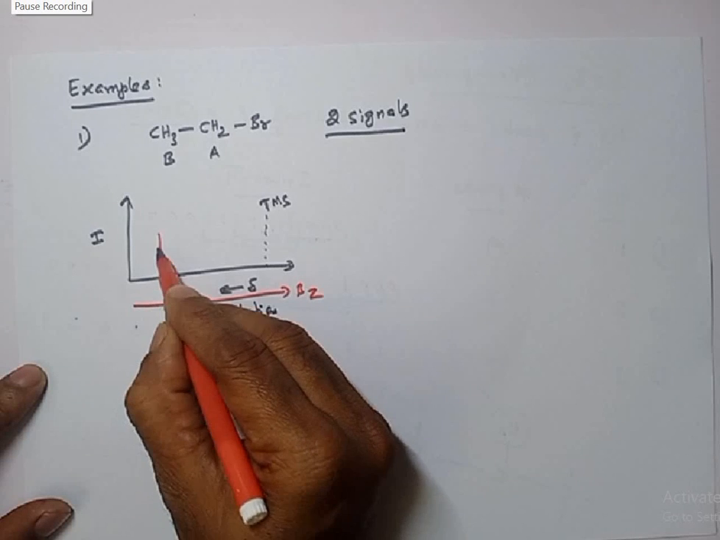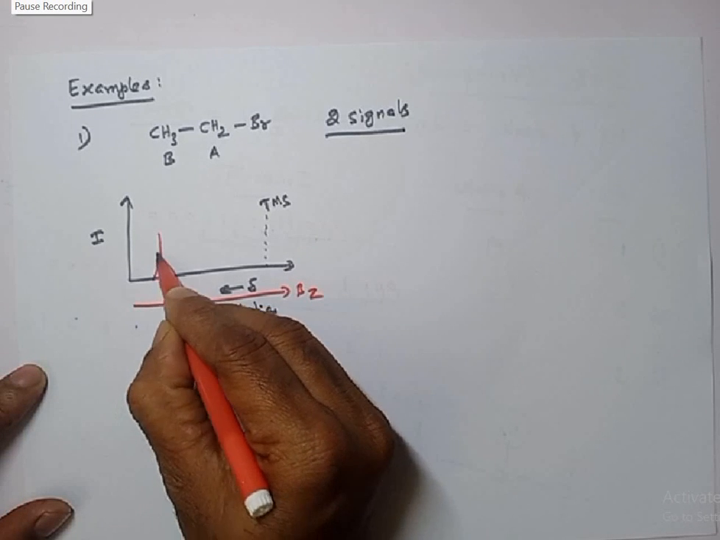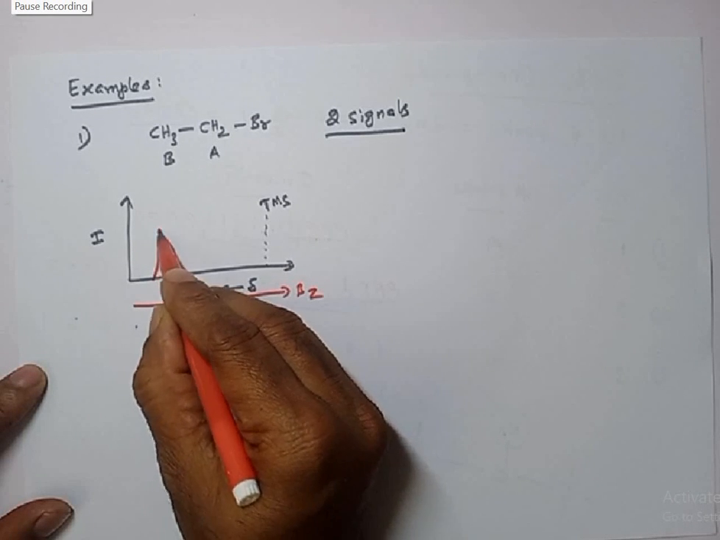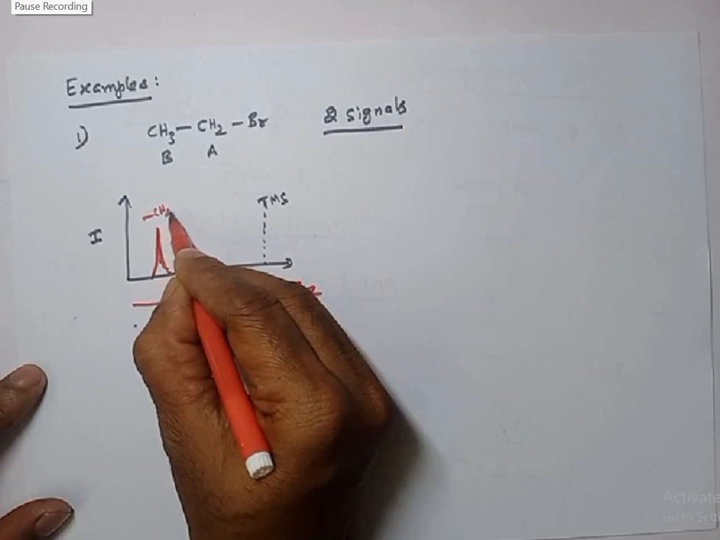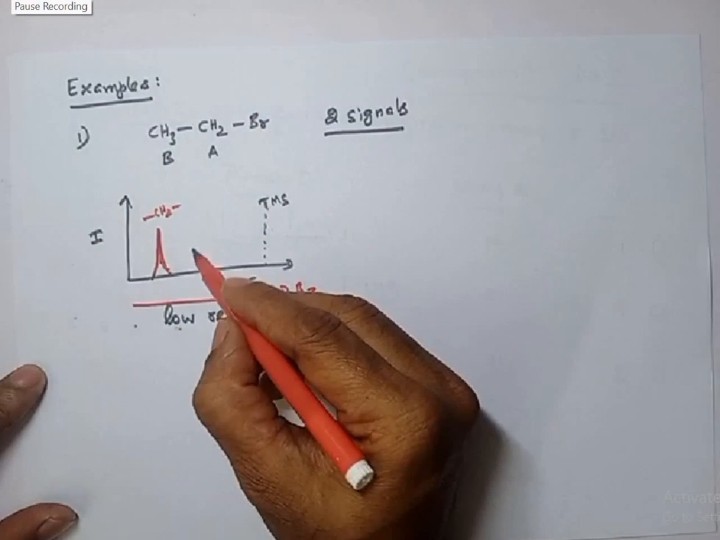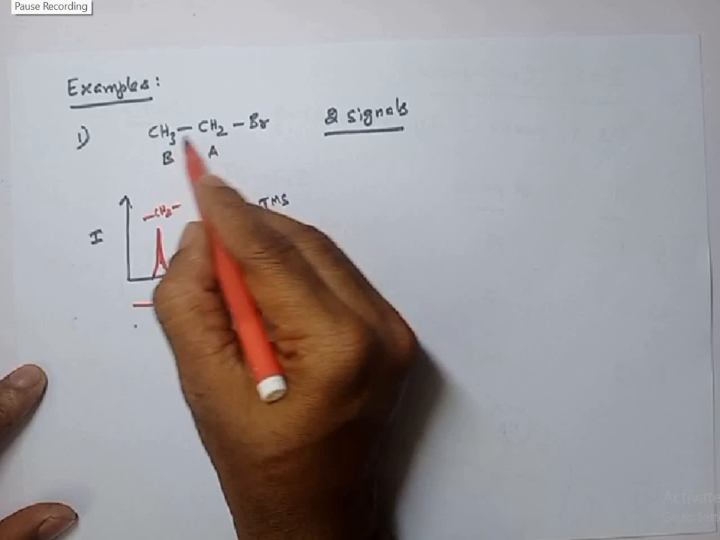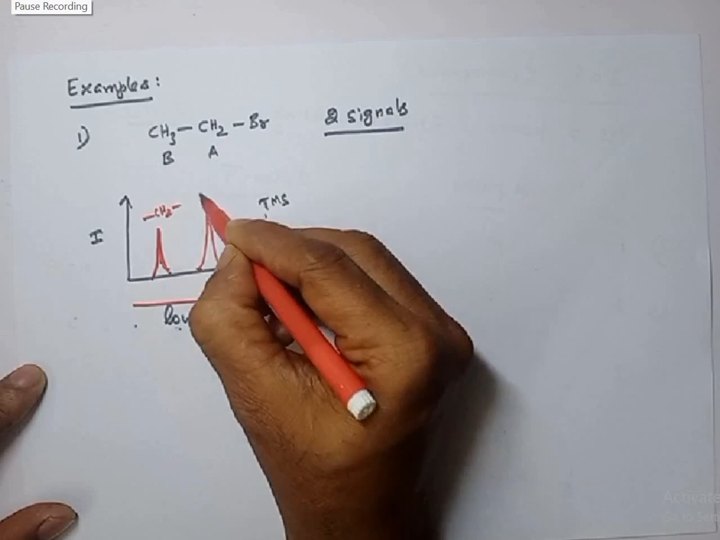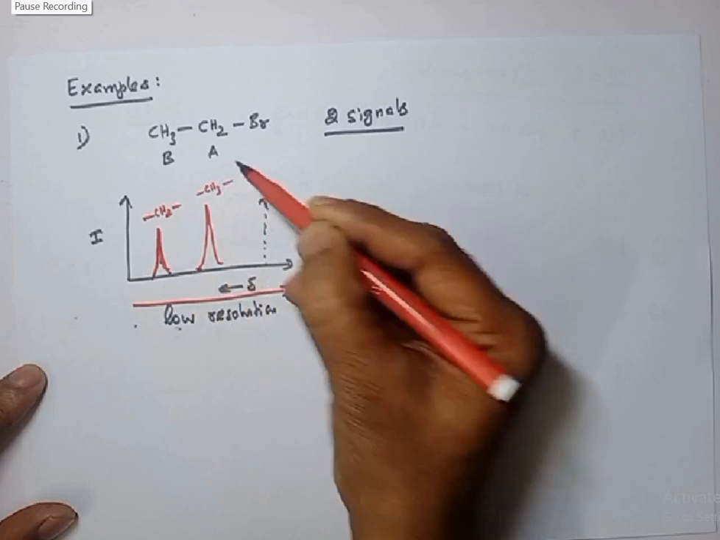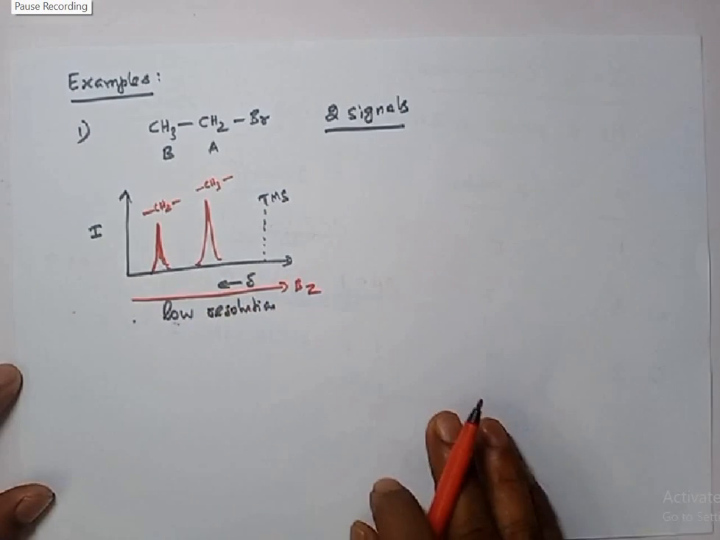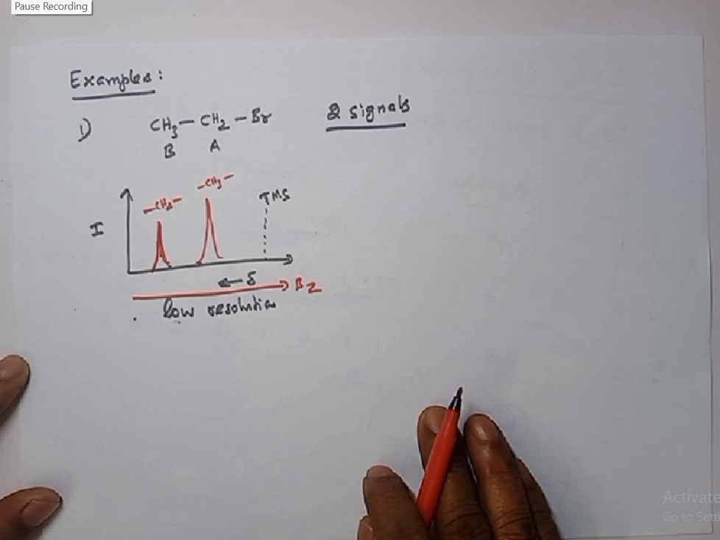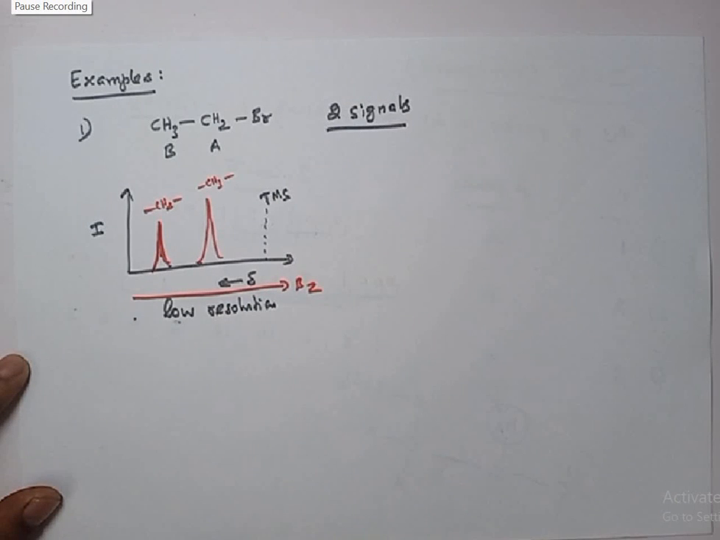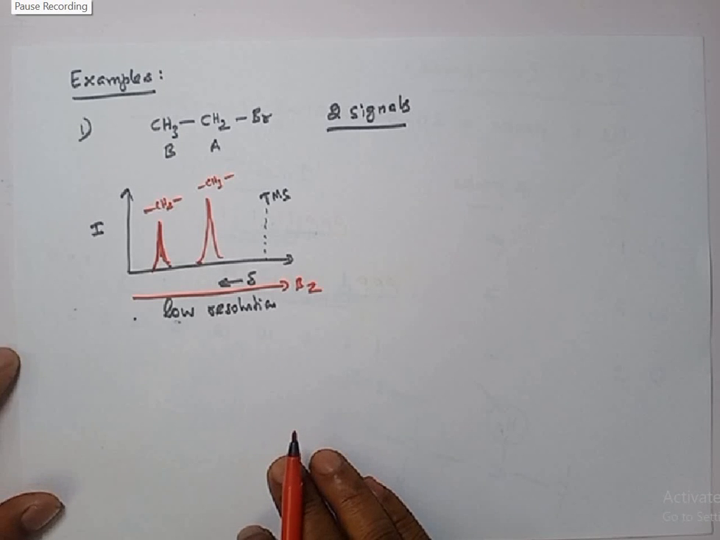Right? So I'll get a signal for the CH2 protons. Then I'll get a signal for the methyl. Methyl protons are somewhat away from bromine, so that will give a signal. So we get 2 signals in the proton NMR spectrum of ethyl bromide. Now, this is low resolution NMR.